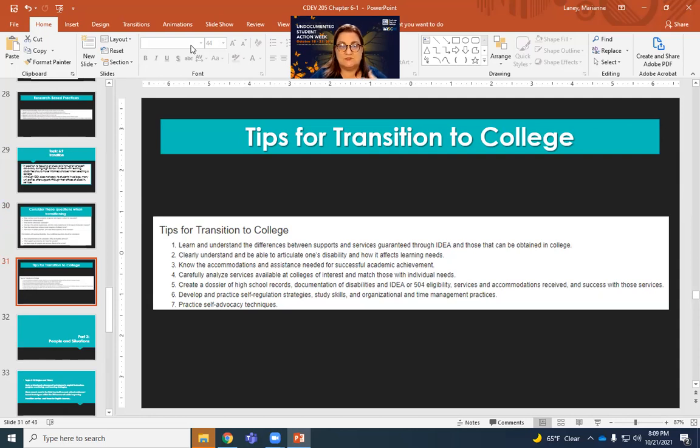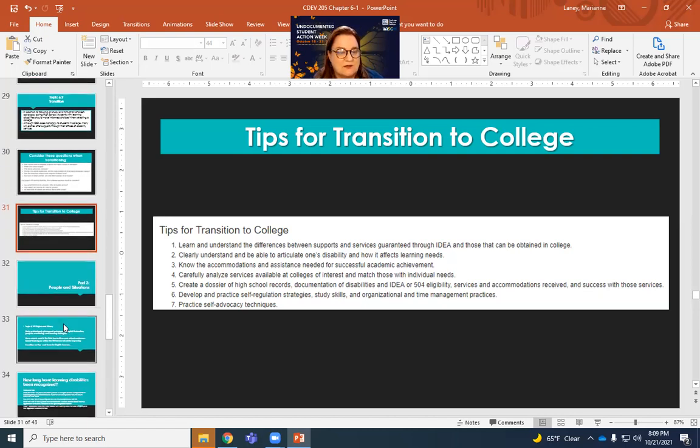Child development can lead into disability studies. You could end up working in disabled student services at a college or university. So this leads into that kind of stuff too. So this is just one step towards that goal.